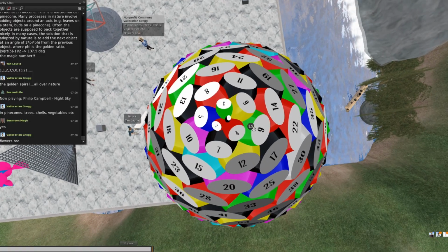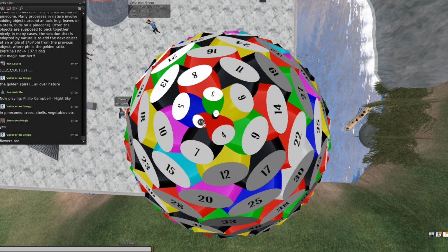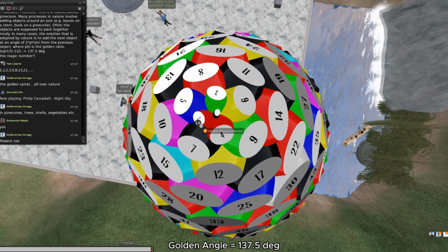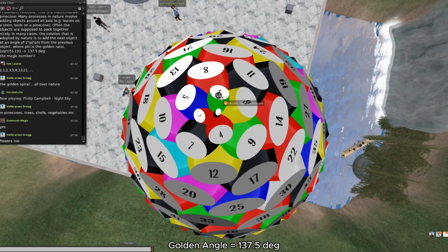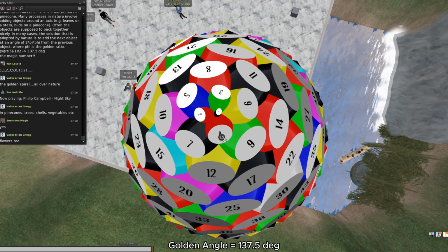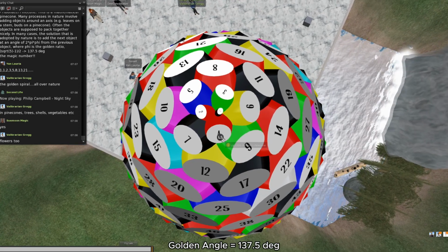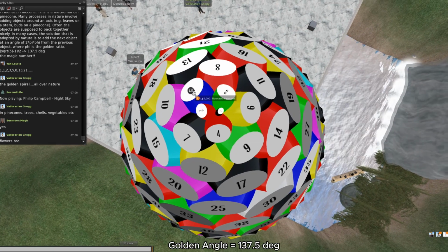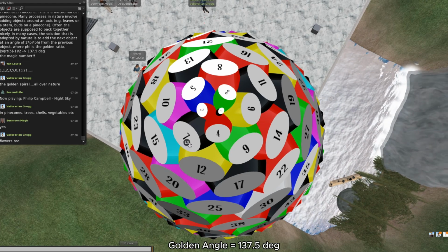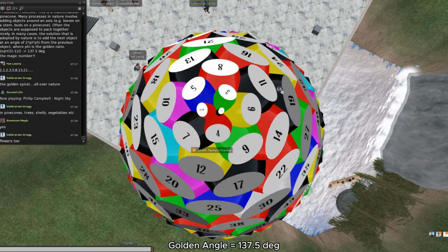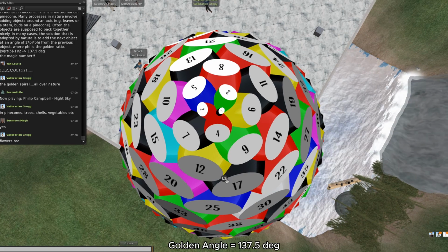There are numbers. The top of the pine cone is 1 and 2, and 134.5 degrees is the number 3, and 139 degrees is number 4, and 137.5 degrees, the golden degree, is number 5, and golden degree number 6, and golden degree number 7. The 8, 9, 10, 11, and 12.